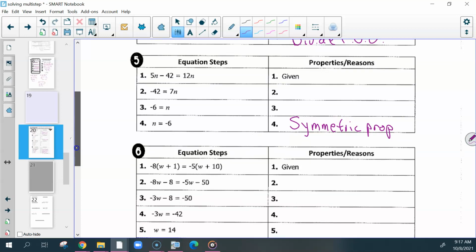I'm going to let you guys work through 5 and 6, talk with the people around you, compare answers. I'll be walking around if you have questions or want to check yourself, and then we'll come back and take this in about 5 minutes.